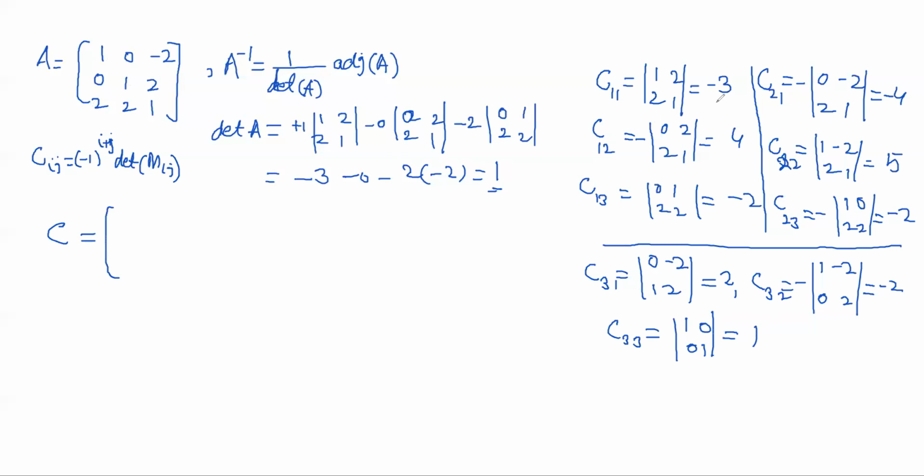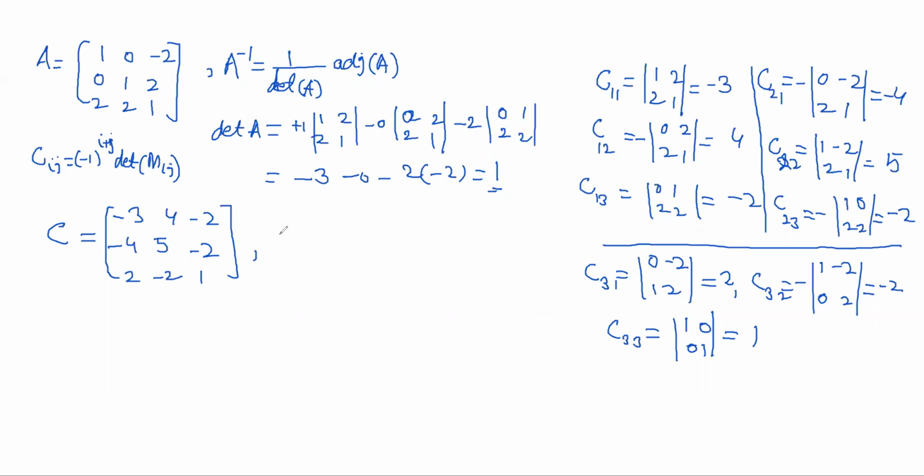starting from C11, C12, C13: minus 3, 4, minus 2. And then C21, C22, C23: so minus 4, 5, and minus 2. And then C31, C32, C33: so it will be 2, minus 2, and 1.